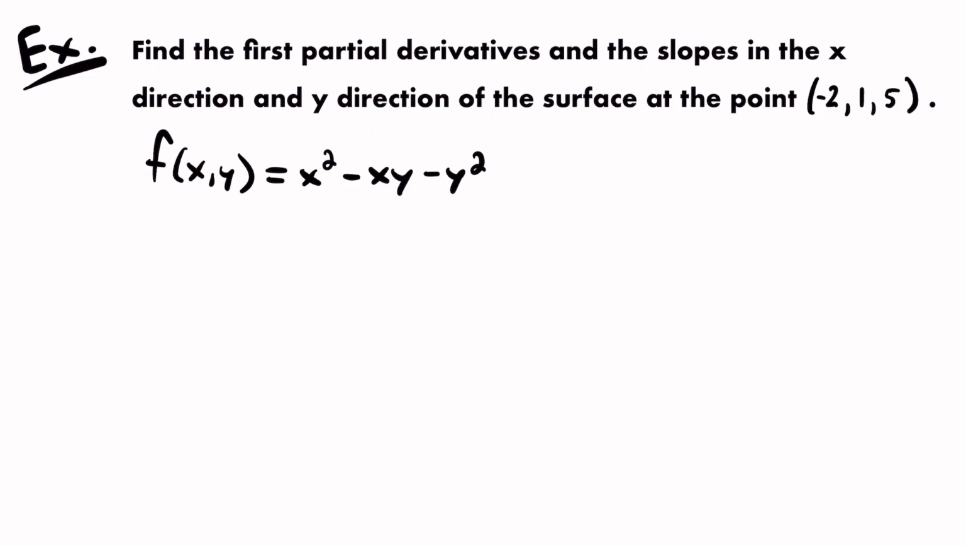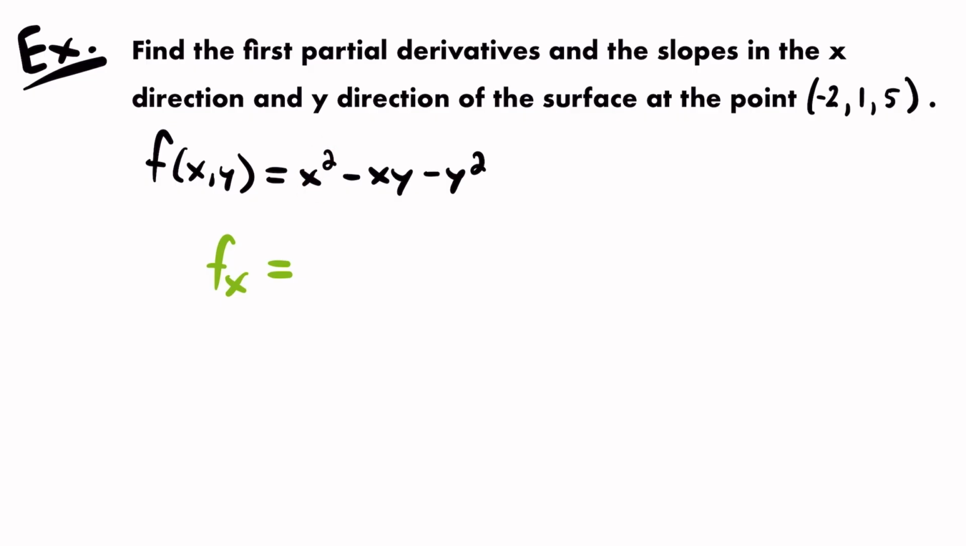All right, so let's start by finding those partial derivatives, starting with the partial with respect to x, which is f sub x, or fx. Let's take the derivative of this function with respect to x, treating y as a constant. So for the first term here, we just have to use the power rule.